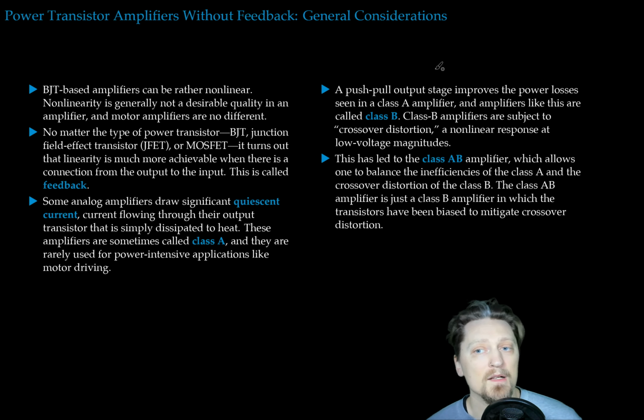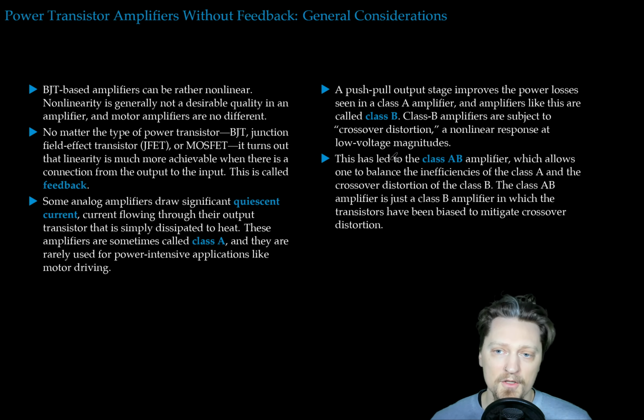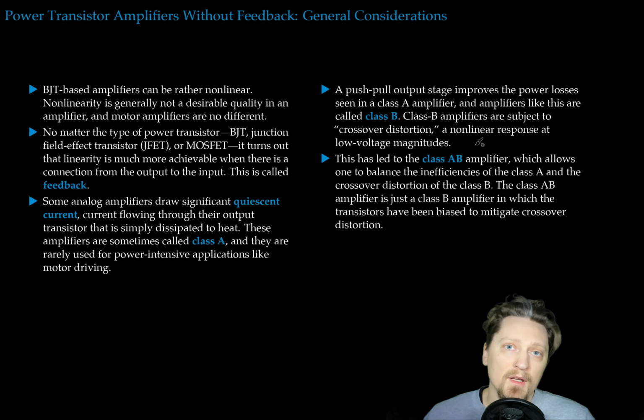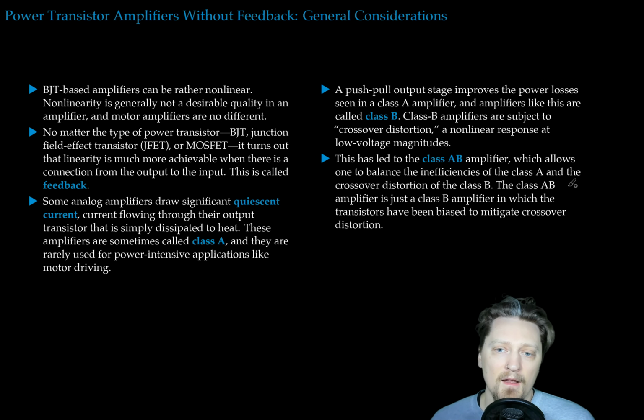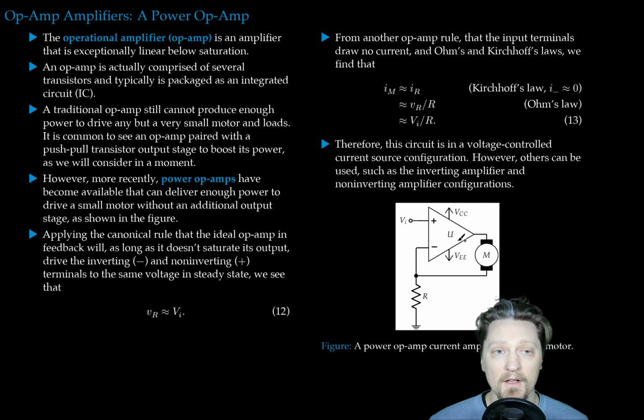Class B amplifiers are subject to crossover distortion, a nonlinear response at low voltage magnitudes, just like we saw a moment ago. This has led to the Class AB amplifier, which allows one to balance the inefficiencies of the Class A and the crossover distortion of the Class B. The Class AB amplifier is just a Class B amplifier in which the transistors have been biased to mitigate crossover distortion.